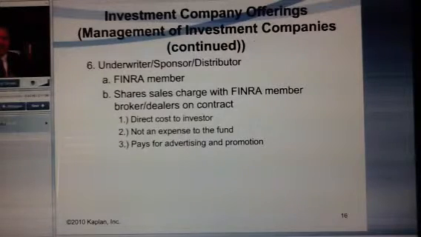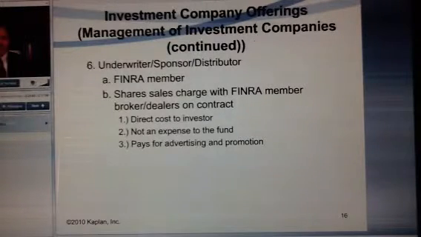So we've got this product. We just need to sell it. Now we could sell our product directly to the public. If we're selling our product directly to the public, this will be a no-load fund.